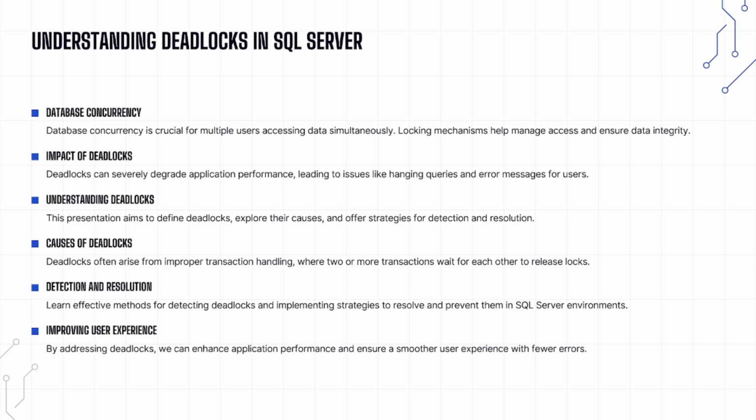Then we move on to how we detect and resolve deadlocks. Fortunately, SQL Server isn't helpless in the face of deadlocks. It has built-in mechanisms to automatically detect these situations. Once a deadlock is detected, SQL Server employs strategies to resolve it, essentially breaking up the traffic jam. We will explore these mechanisms in detail. However, the best approach is always prevention. We will cover best practices and techniques to minimize the occurrence of deadlocks in your database applications.